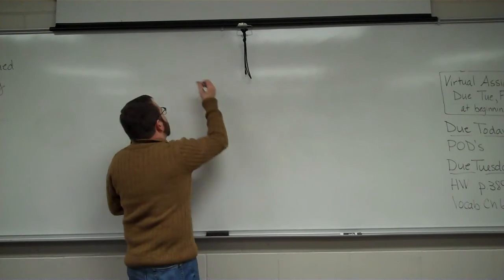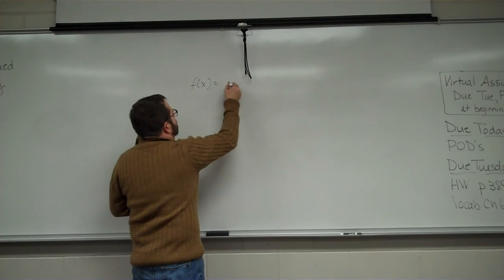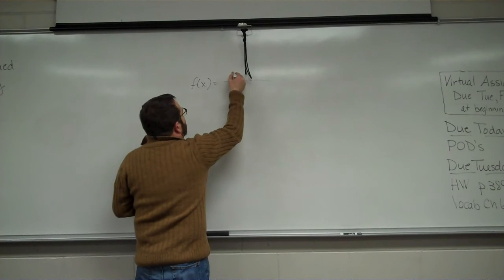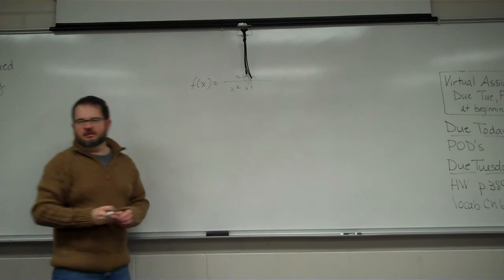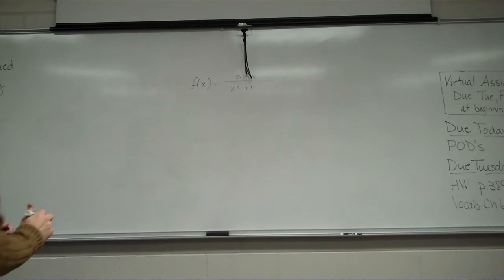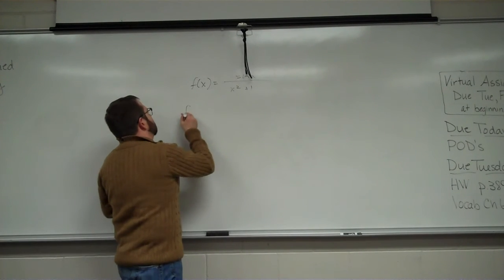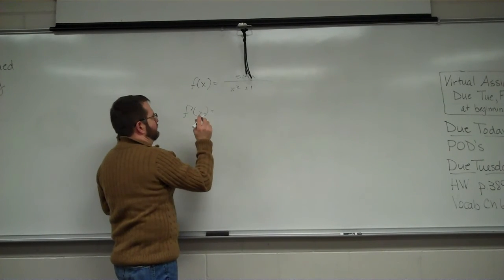Let me mix it up again. How about f of x is equal to some fraction? How about sine of x over x squared plus 1? It's just some function that's a fraction. So to find its derivative, f prime of x, we're going to need to use the quotient rule.